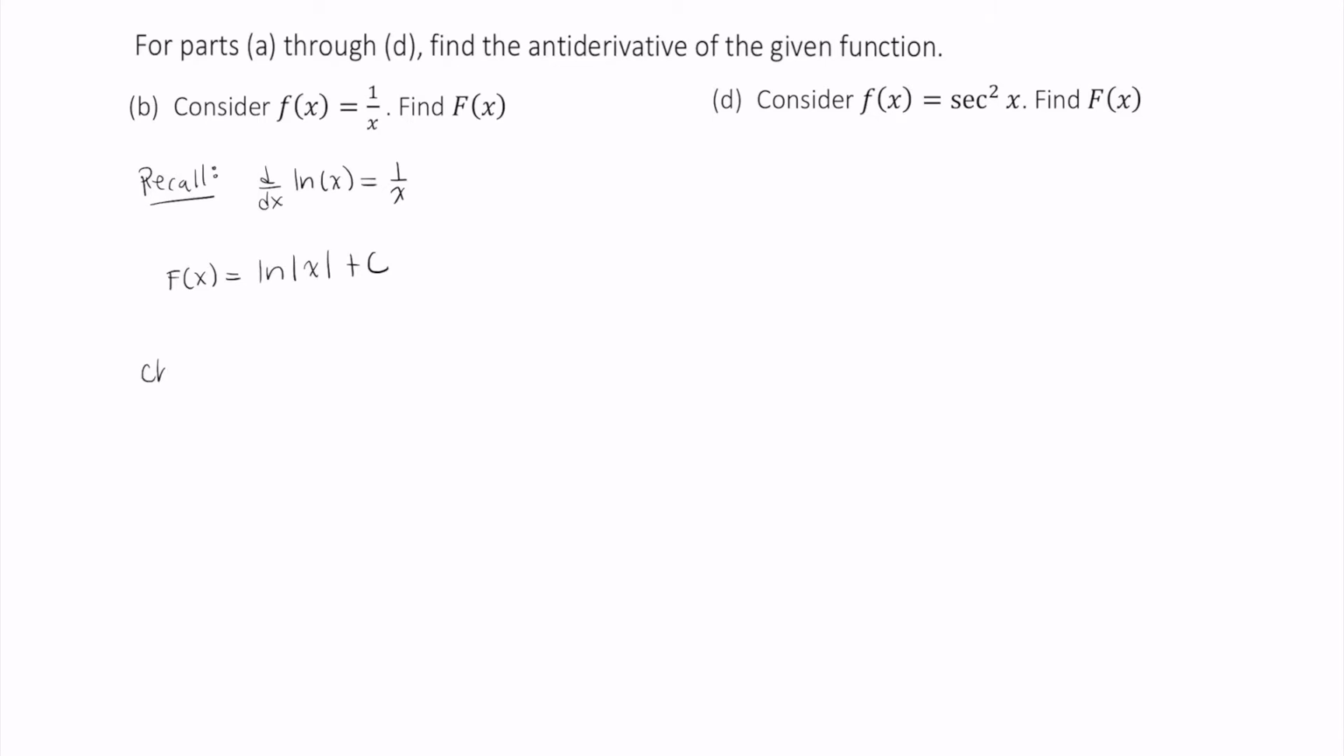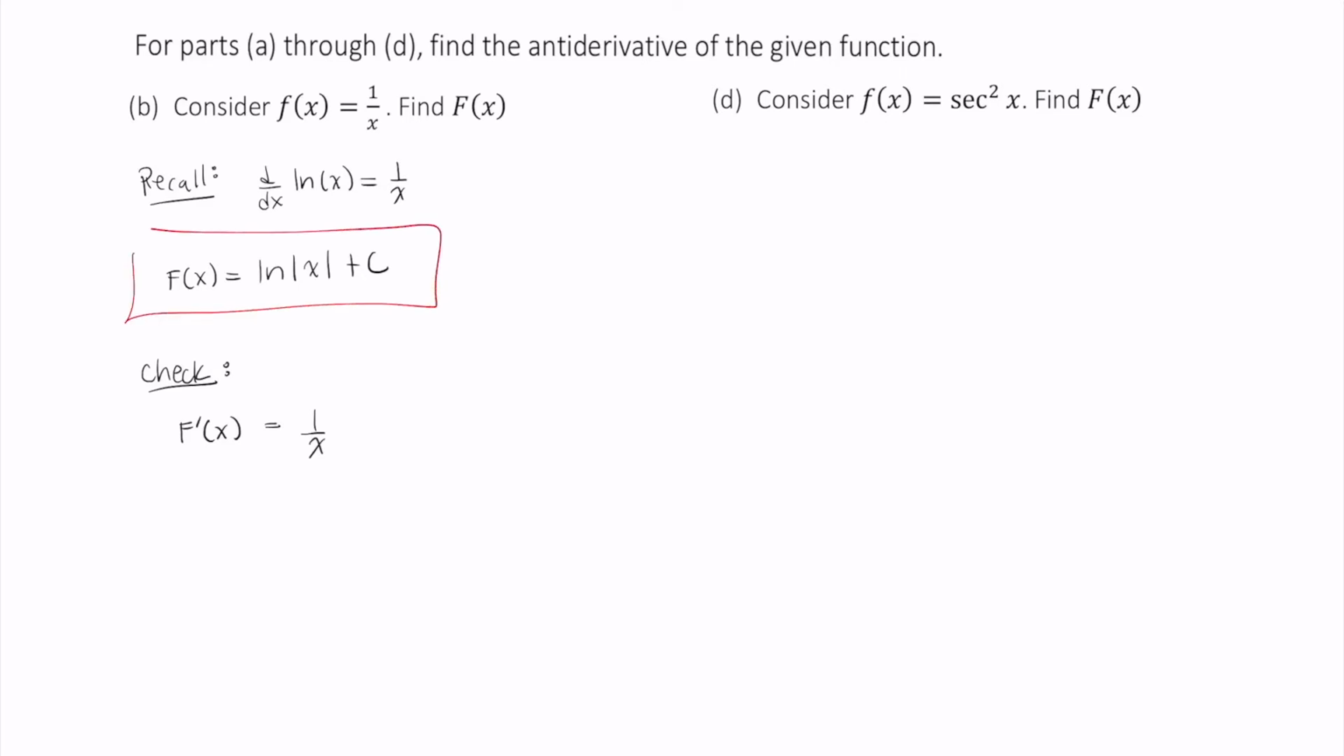And now let's check our work. We check by saying, well, let's take the derivative with respect to x. The derivative of the natural log of x is going to give us 1 over x, and the derivative of this constant c is 0. So we end up with just 1 over x, which is the same thing as little f of x. So indeed, this is our antiderivative.